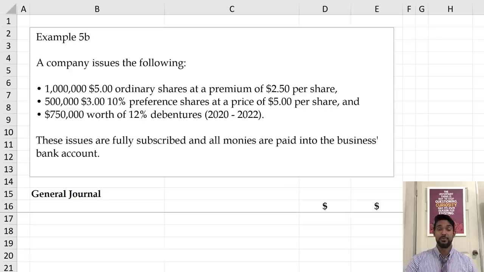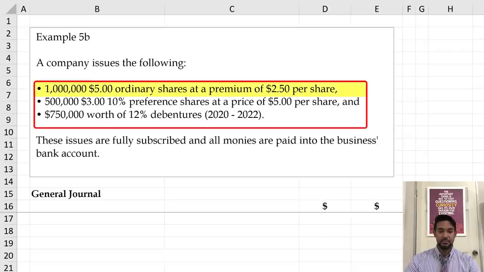Okay guys, example 5B, last one for the day. So a company issues the following. 1,000,000 $5 ordinary shares at a premium of $2.50 per share. Okay, so here they separated the premium from the par value, so it's a bit easier to figure out. Then 500,000 $3, 10% preference shares at a price of $5 per share. So here they didn't separate the premium from the par. They told you what the par was and they gave you the issue price. So we need to pull out the premium, which would be $2, right?